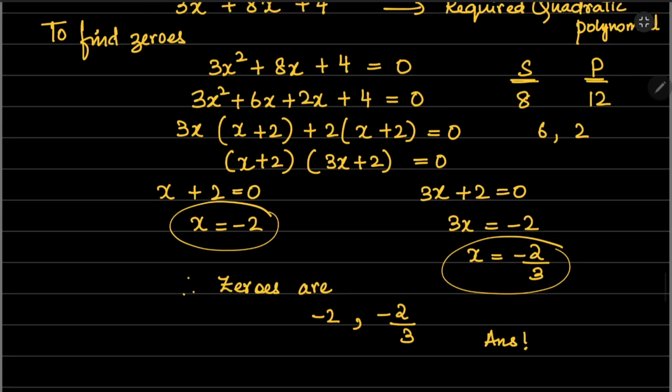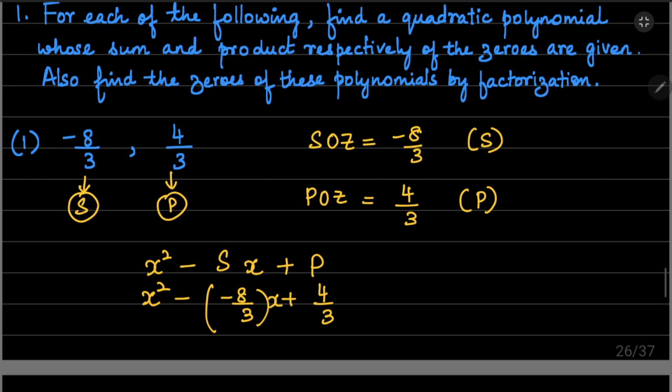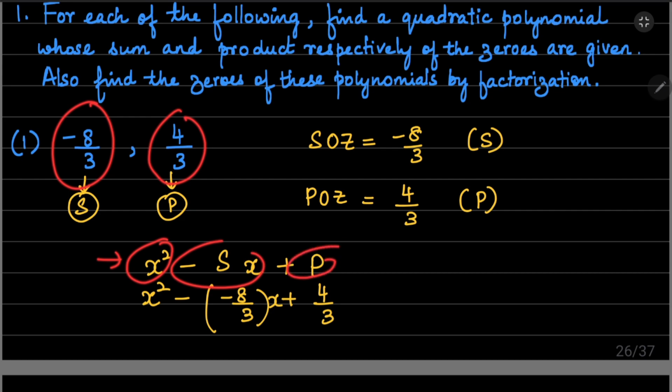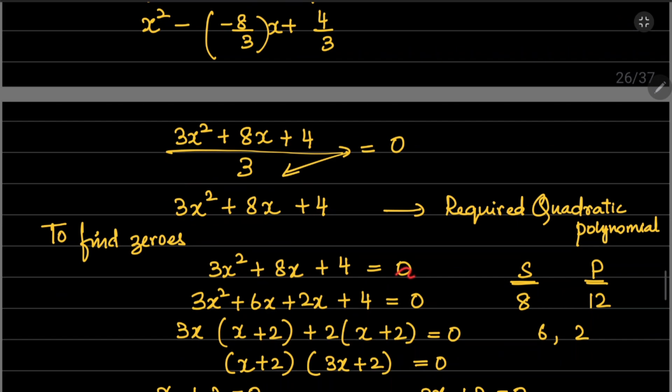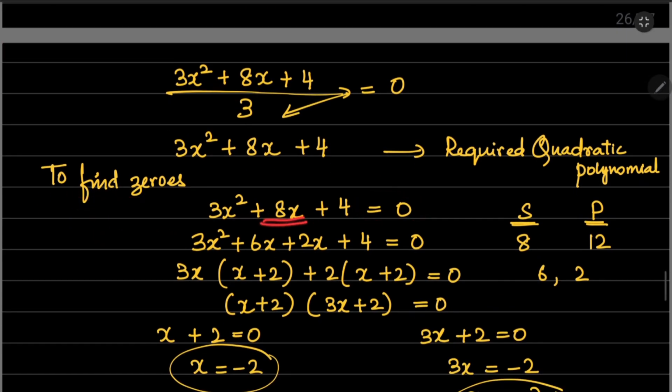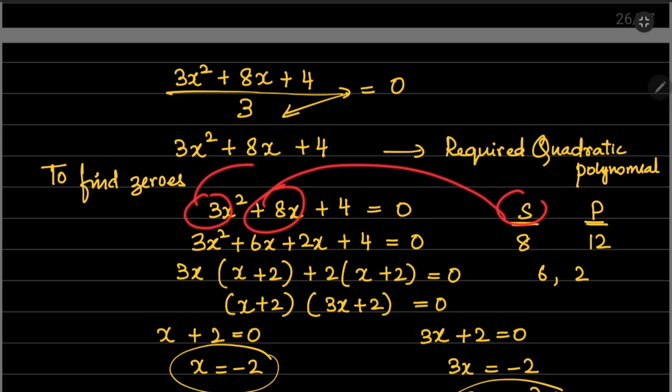Okay, so what have you done? Provided you are given the sum of the zeros and the product of the zeros, you will use this formula x square minus sx plus p. Substitute it, take the LCM, get the polynomial, and then equate it to 0 in order to find the zeros. Use middle term splitting. The sum is nothing but your b and the product is nothing but a into c.